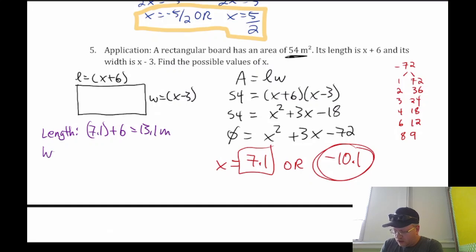meters, and our width, which we saw was x minus 3, so 7.1 minus 3 is going to be about 4.1 meters. And we can verify by plugging that into our original equation. We said area is length times width. We said length times width is 54, so let's check and make sure we did it right. I'm just doing this math live with you guys right now, so I don't actually know, but it should be fine. And 13.1 times 4.1 is 53.71. It's slightly off because we rounded a little bit, but it's close enough.